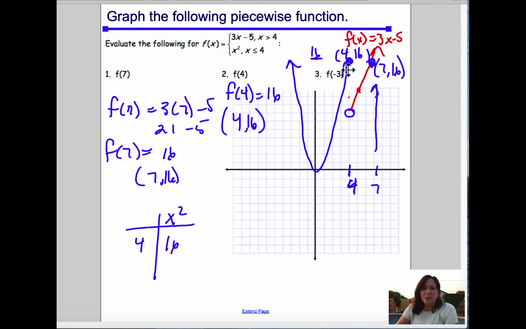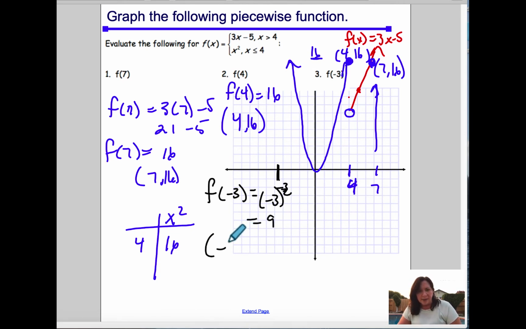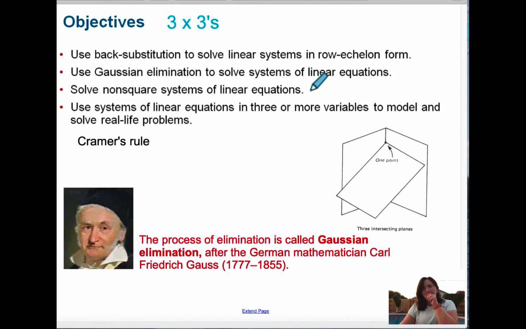And then lastly, we have f of negative 3. Now that needs to be plugged in on the left because negative 3 is over here, right? So the only graph that shows up on that left side is my parabola. So I'm going to say negative 3 quantity squared, which is 9. So the point that I've made is (negative 3, 9), which is around there.